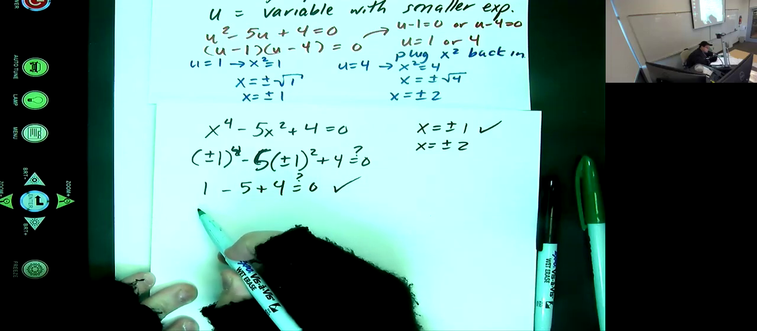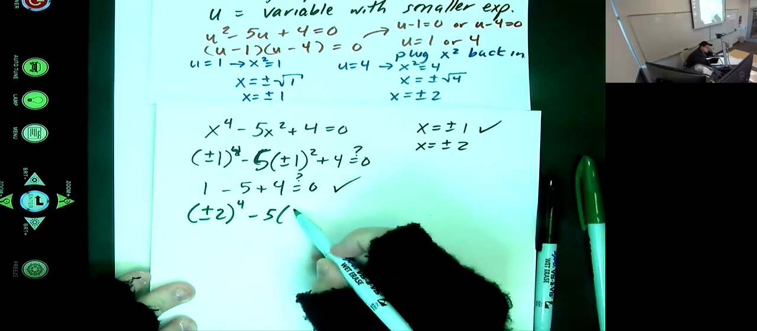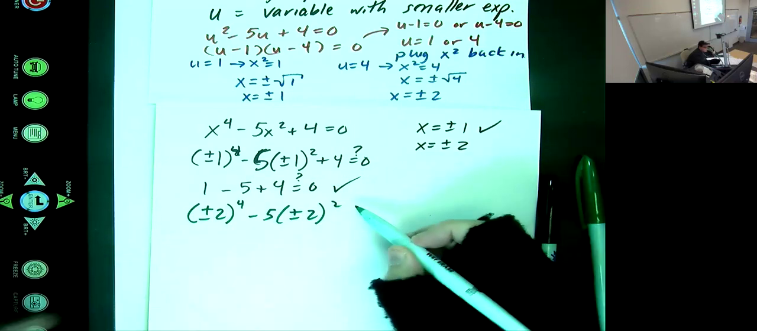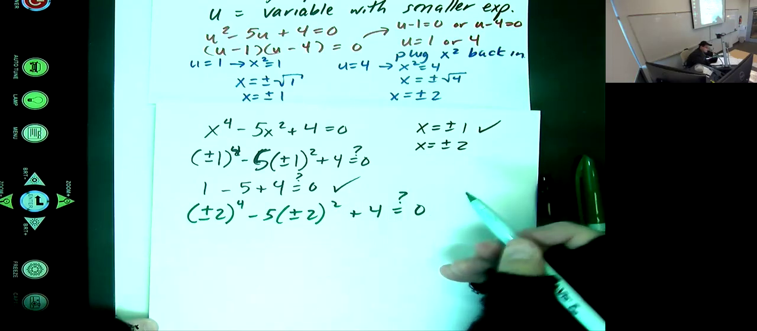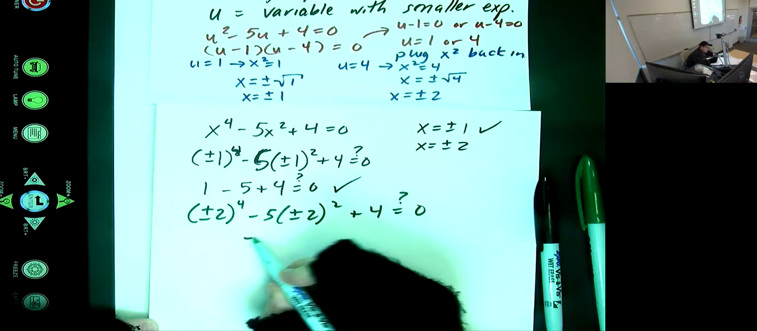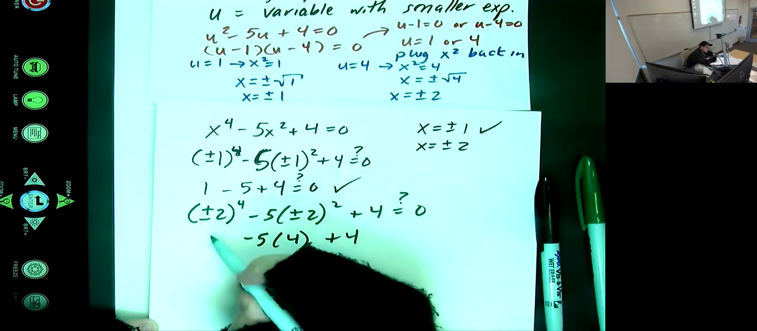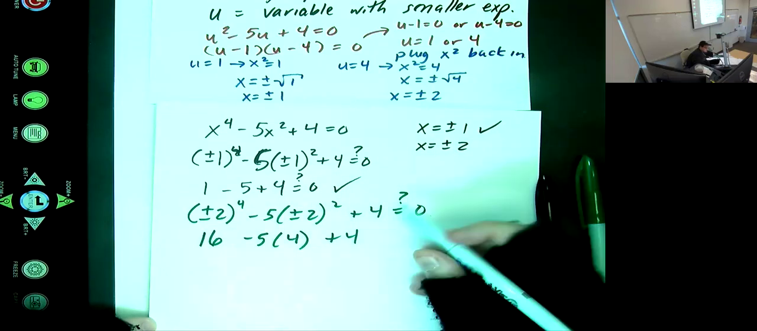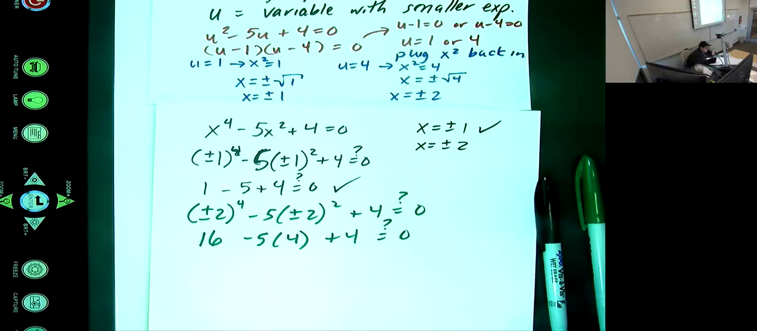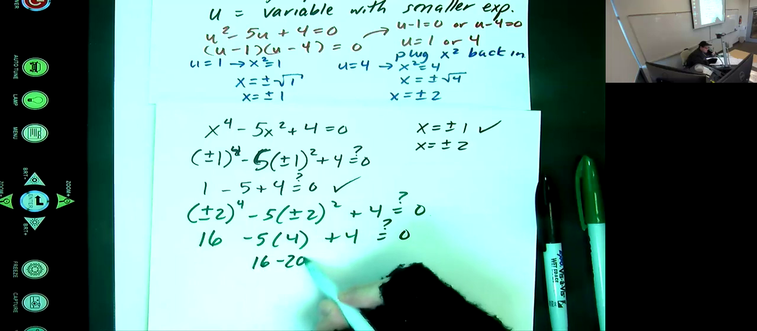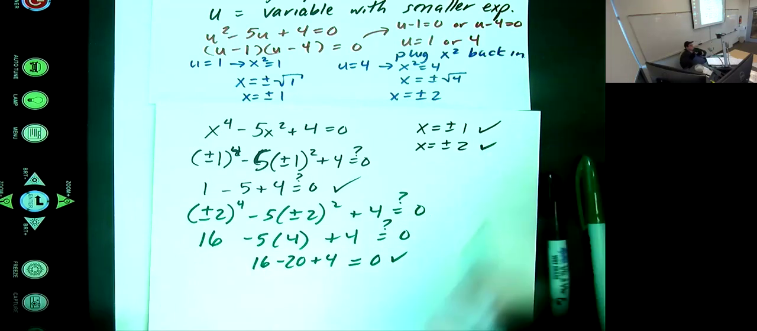Now we'll check 2. Plus or minus 2 to the 4th power minus 5 times plus or minus 2 squared plus 4 equals 0. 2 squared is 4. That's a 4 right there. So this ends up being 4 squared, which is 16. 16 minus 20 plus 4 does equal 0. So plus or minus 2 works also.